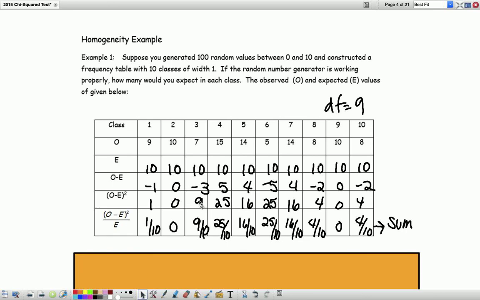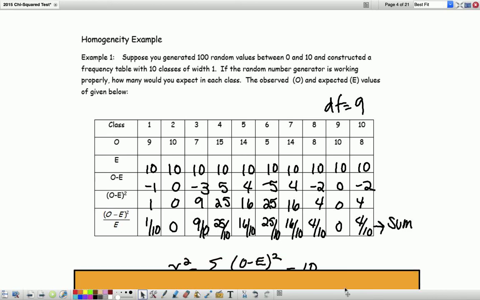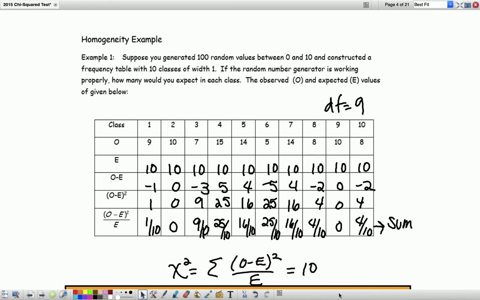Okay, so at the end, it's the summation of them, so I need to find the sum of all these. When I add all of these up, that gives me 10. That's nice. It worked out nicely. I did that on purpose. So there is my lovely test statistic. Here's my chi-square. Here's that formula all the way on the bottom. Equals 10. That's what I'm looking for. That's my test statistic.